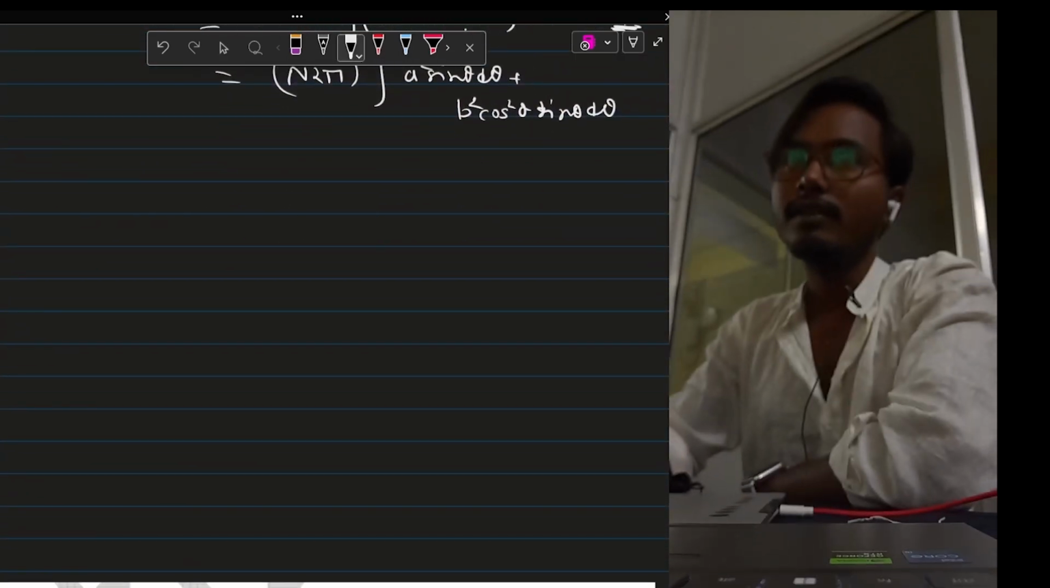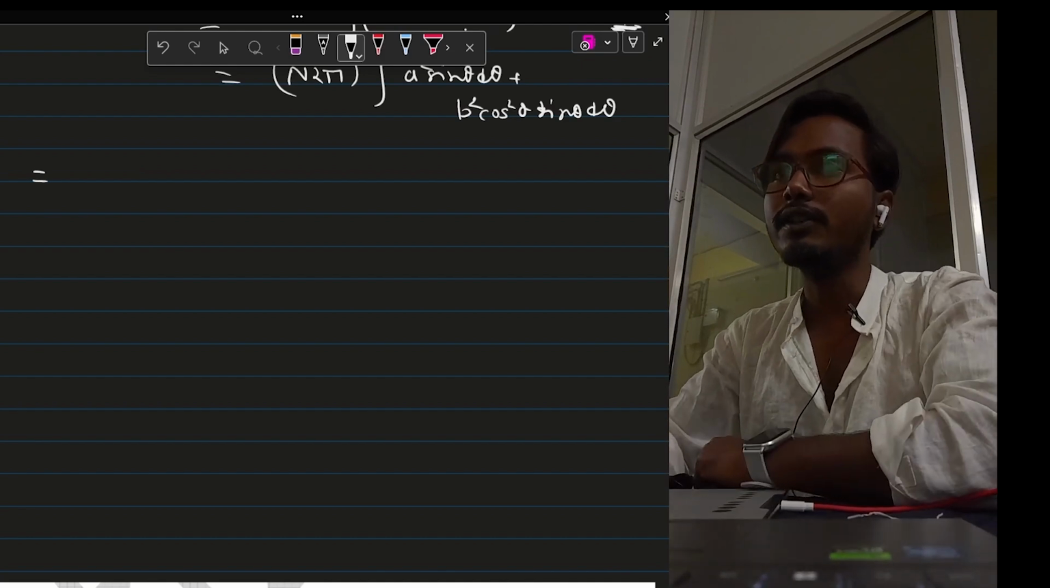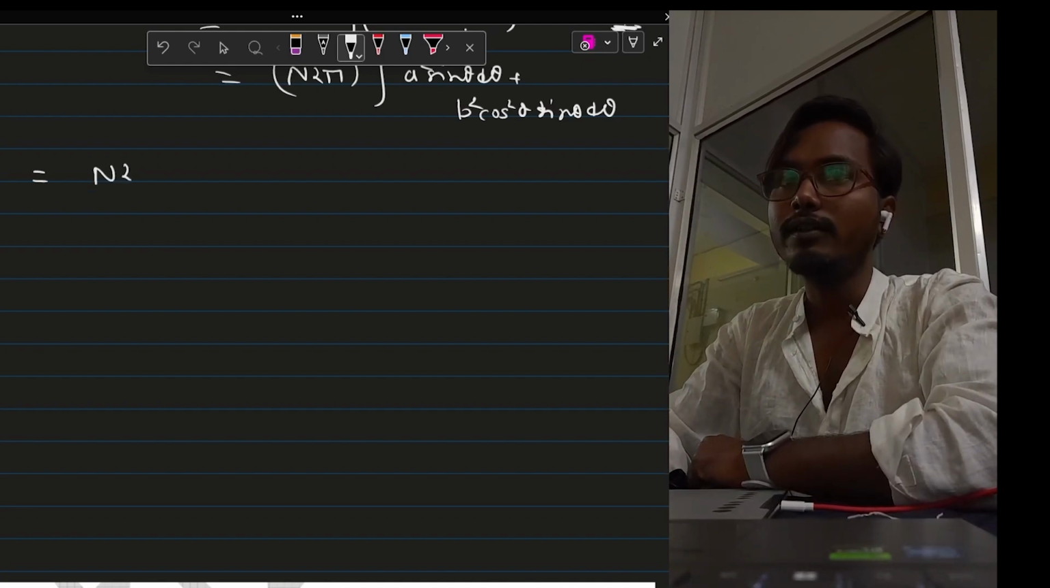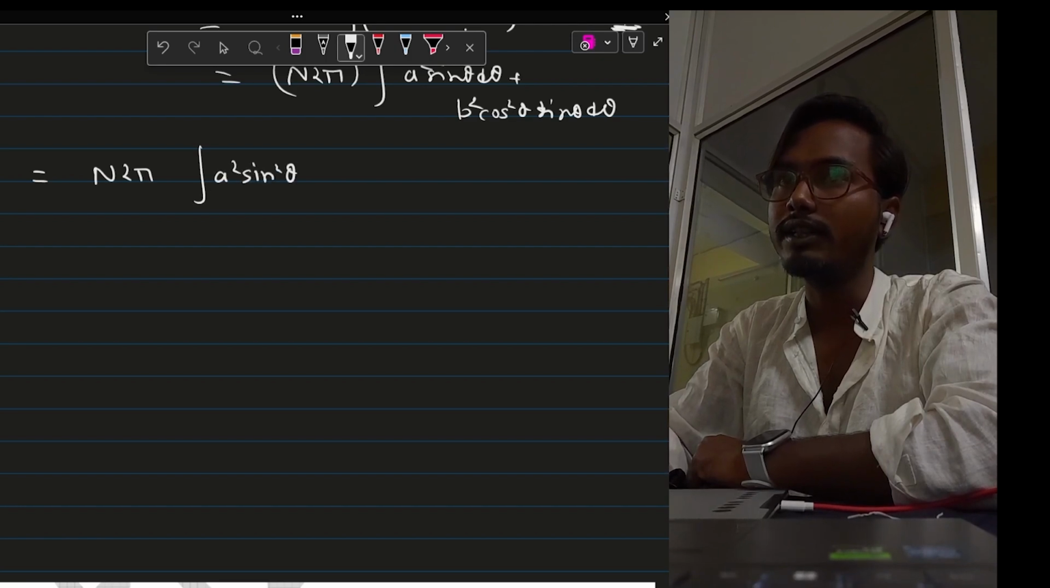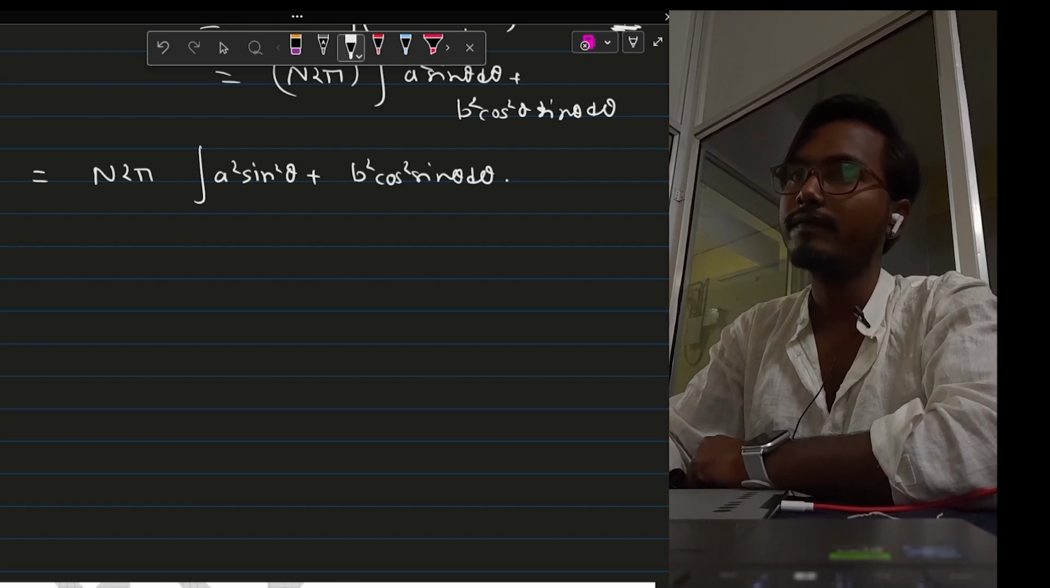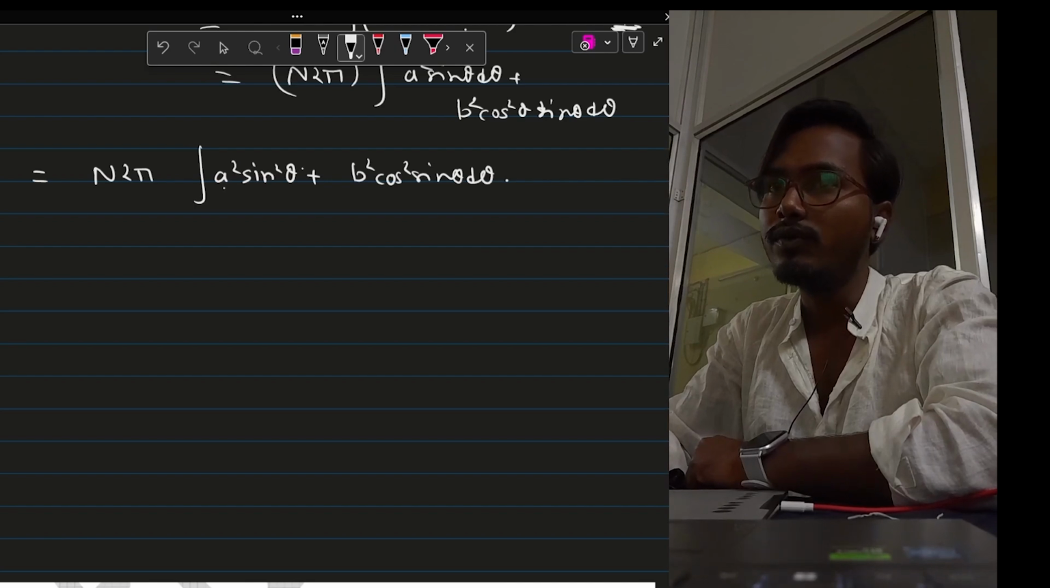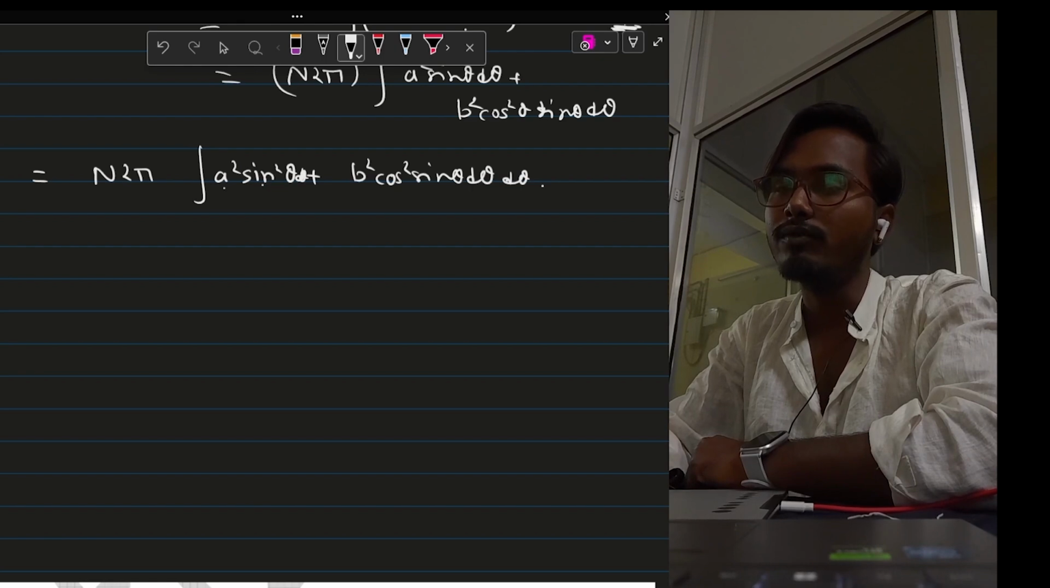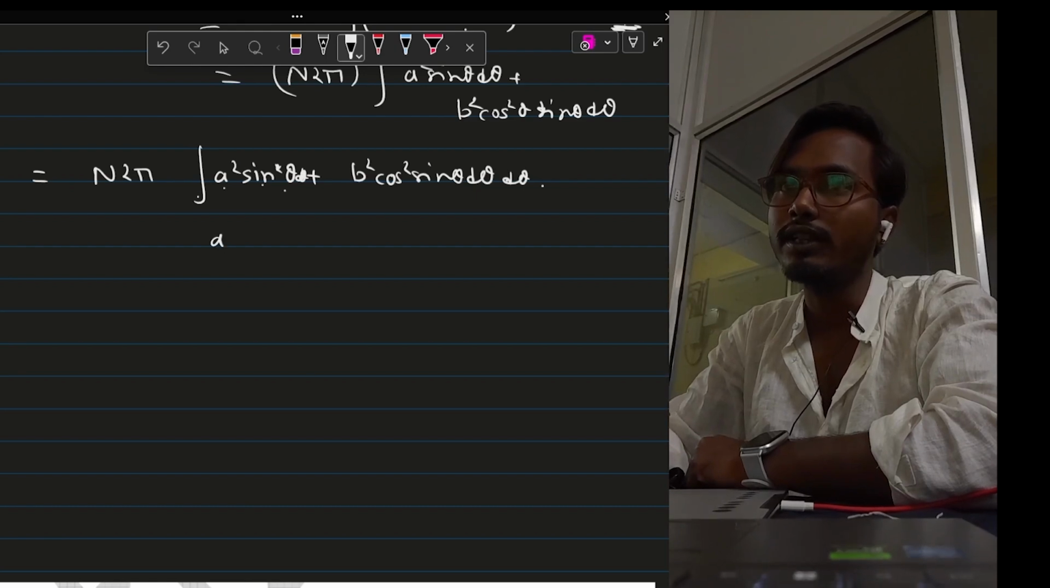Okay, so here we have n 2 pi, a square sin square theta plus b square cos square theta, sin theta d theta. Here we can simply say that this sine theta will be converted into cos theta. The integration of sine theta is cos theta, so a square cos theta.